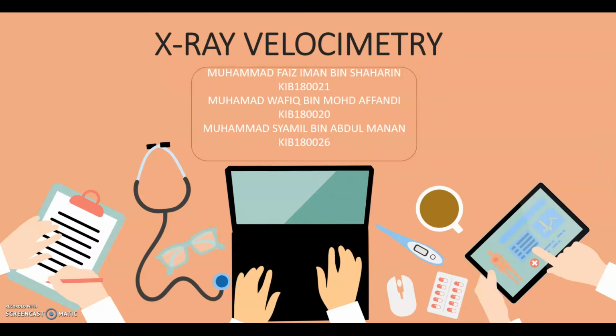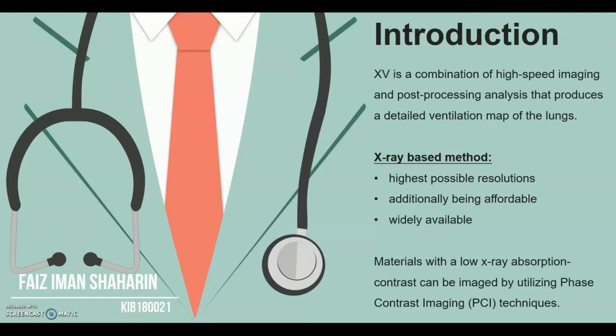So our topic is X-ray velocimetry. XV, or X-ray velocimetry, is a combination of high-speed imaging and post-processing analysis that produces a detailed ventilation map of the lung. X-ray based methods have been shown to provide the highest possible resolution, additionally being affordable and widely available. Material with a low X-ray absorption contrast can be imaged by utilizing the phase contrast imaging technique (PCI).